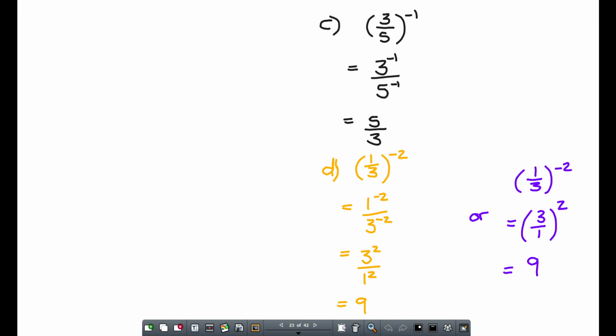Right. Then at C, 3 over 5, to the power of minus 1. That to the power of minus 1 applies to everything inside that bracket. So to make the exponents positive, we switch them around, and that's why I end with 5 over 3.